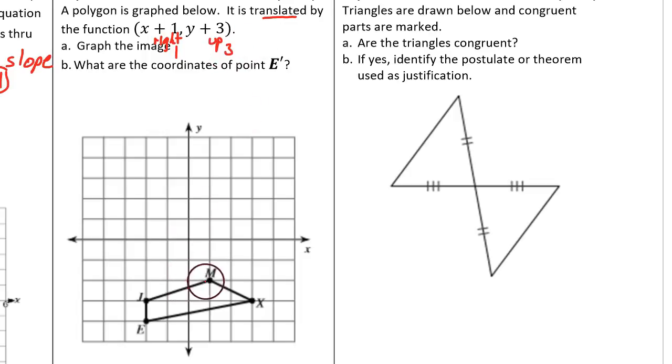So to draw that, we're going to take each corner, move right 1 and up 3. It doesn't matter where you begin. I'm going to start with M. Right 1 and up 3. This new dot is M prime, which means the image of point M.